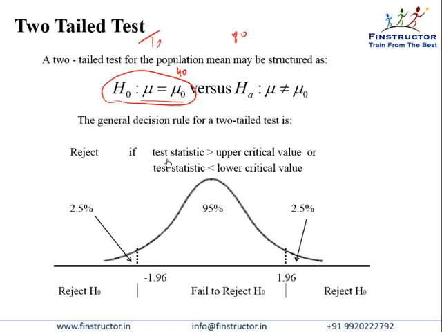So if the test statistic is greater than the critical value, then you reject the null. If the test statistic is less than the lower critical value, then also you will reject the null. For example, with a 95% two-tailed test and a Z distribution or a normal distribution, the critical value comes out to be 1.96. For a 99%, the critical value comes out to be 2.575 to be precise.